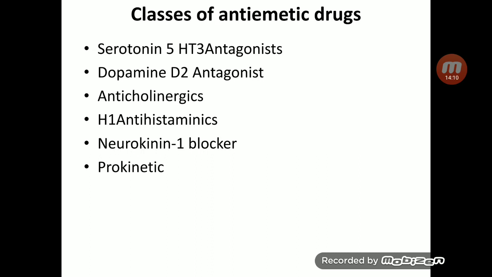Now, different classes of antiemetic drugs. When you talk about different classes of antiemetic drugs, there is the serotonin 5-HT3 antagonist, D2 antagonist, anticholinergics, H1 antihistaminics, neurokinin 1 blocker, and prokinetics. Okay, these are generally the classes of antiemetic drugs which are used to stop your emesis.